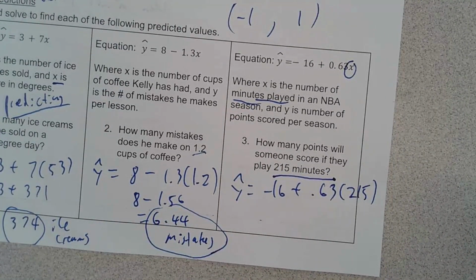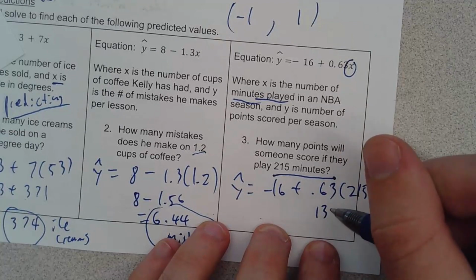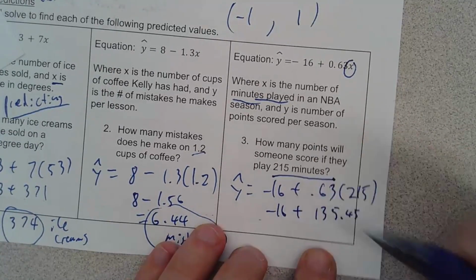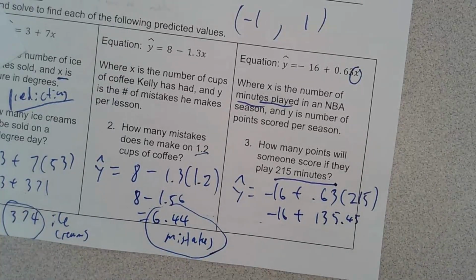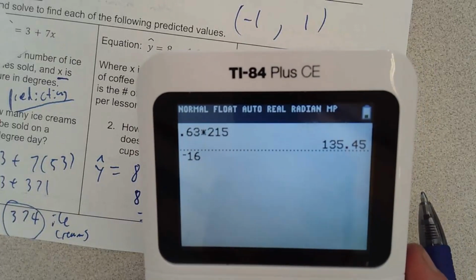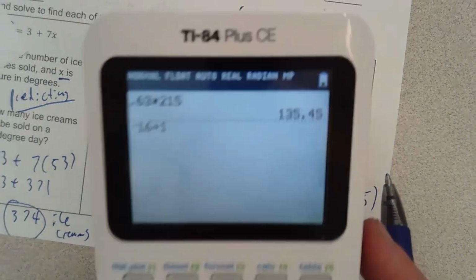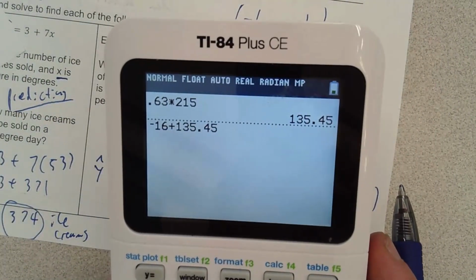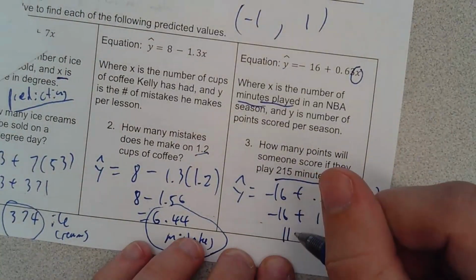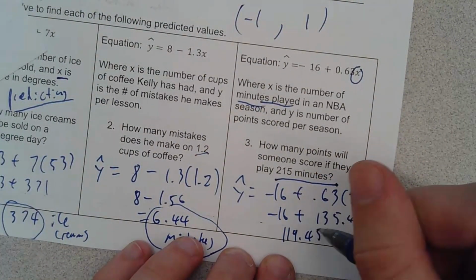0.63 times 215 is 135.45. Negative 16 plus this. So guys, be careful. You're not adding 16, it's negative 16. So in the calculator, negative 16 plus 135.45, is 119.45 points.